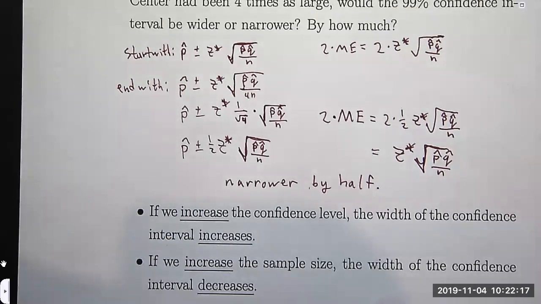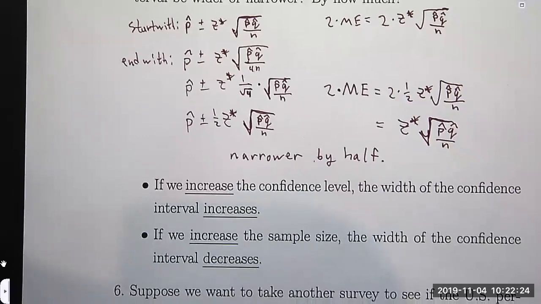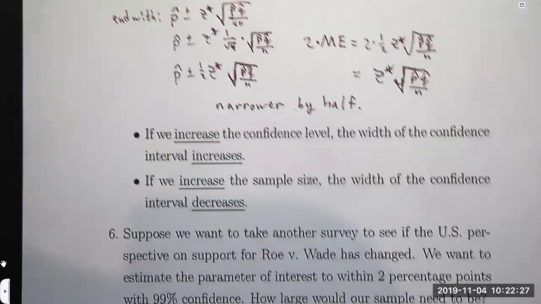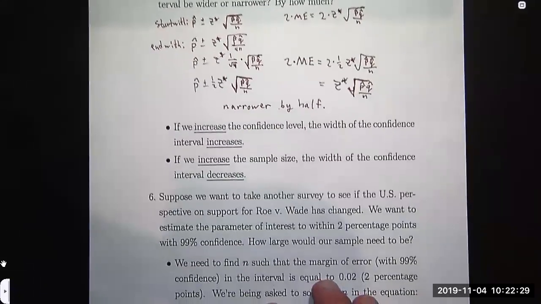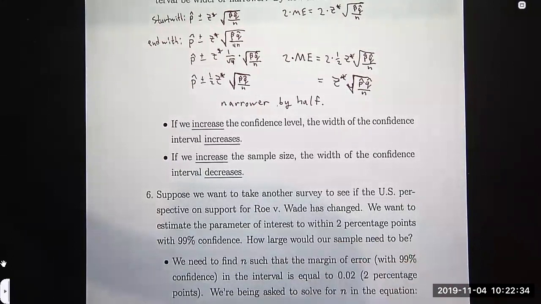Okay, so let's do another survey here. All right, so suppose we want to take another survey of the Roe versus Wade, see if it's changed. We want to estimate the parameter of interest to within 2 percentage points. So that's the margin of error here. And then with 99% confidence. So how large would our sample need to be?